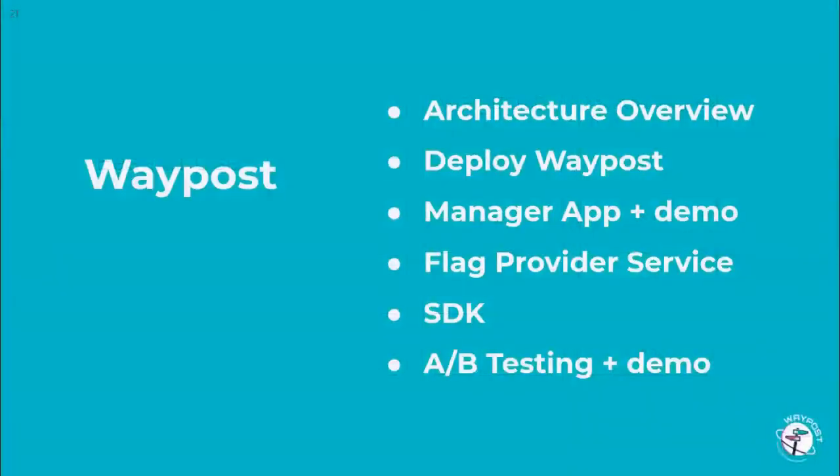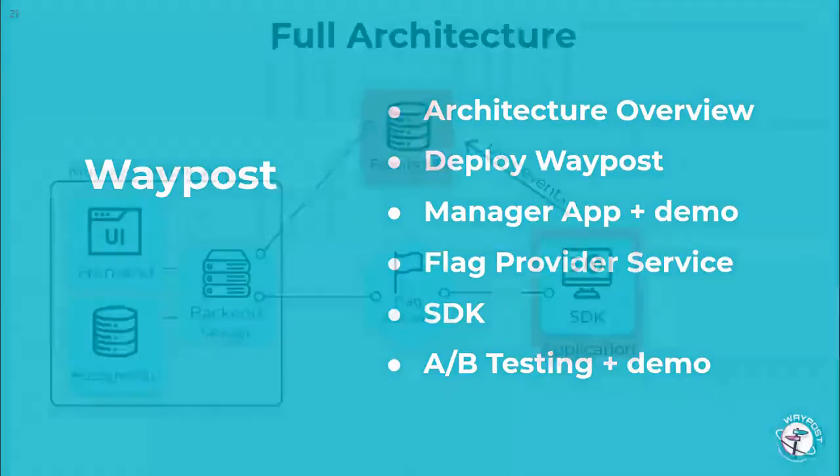Thank you, Julia. Now that we know how Waypost addresses our use case, let's find out more about Waypost and its architecture. First, we'll give an overview of Waypost architecture and how to deploy Waypost using Docker. Afterwards, we'll talk about the individual components of Waypost and the roles they play in the overall architecture. Lastly, we'll explain and demonstrate how Waypost allows developers to perform A/B tests on their applications.